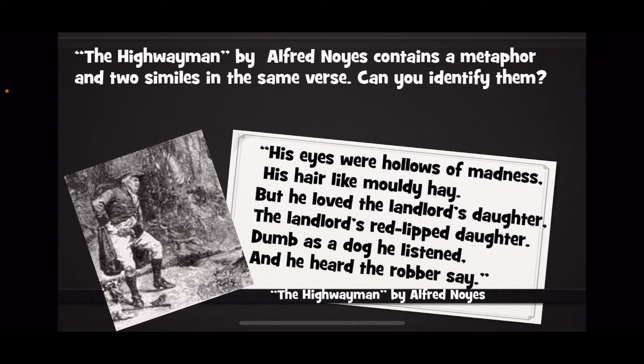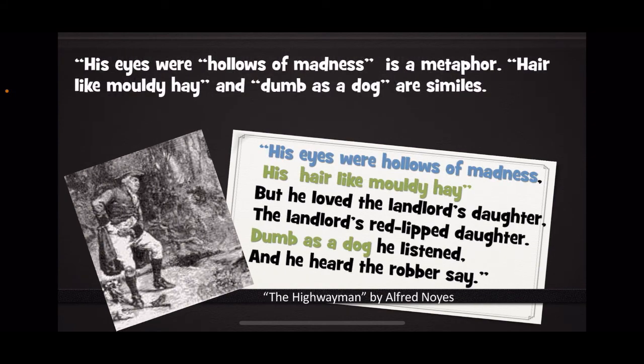Okay, so let's have a look at them. We've got "his eyes were hollows of madness," "his hair like mouldy hay," and then "dumb as a dog." So the blue one at the top is a metaphor. So it's saying the eyes were hollows of madness.